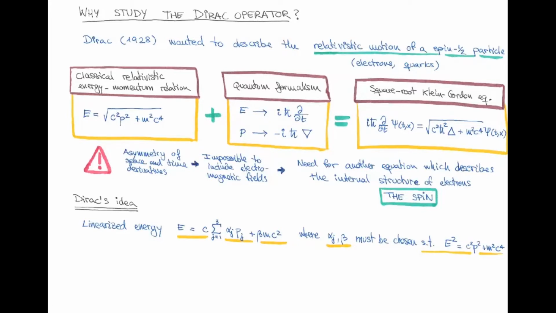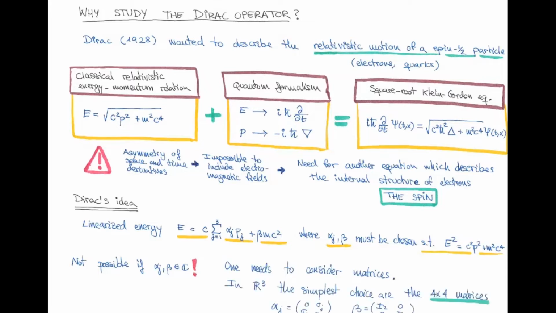If you play with this, and you can do it in your free time, you are going to realize that this is not possible if alpha and beta are complex numbers. You cannot do it. But it is possible if you consider matrices. The simplest choice in R3 are these matrices that I just described. If you take these matrices, you can manage to do this, and you end up with the operator that I described in the previous slide. So this was essentially the origin of the Dirac operator and why it appeared.